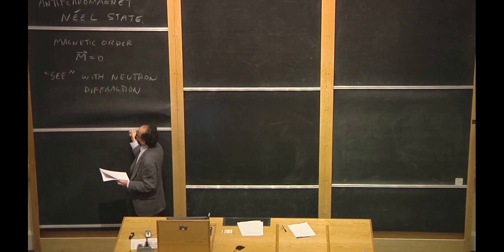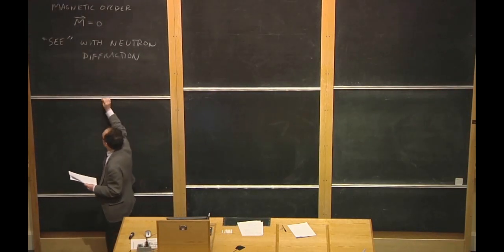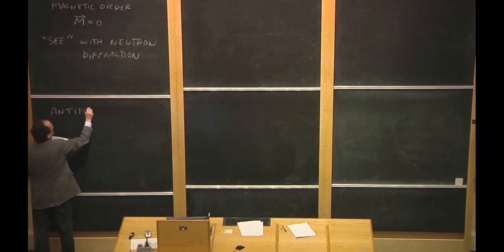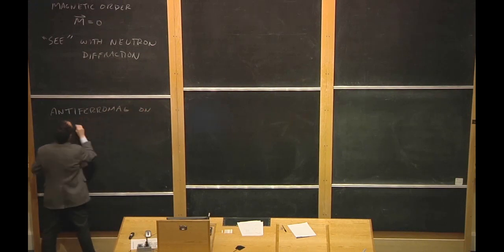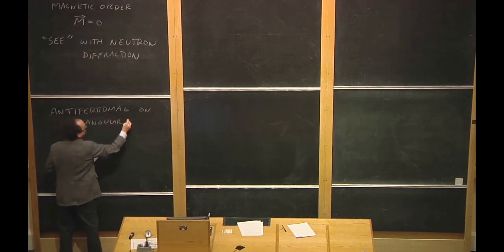All right. So one more comment about this case of antiferromagnetism is that you can have antiferromagnetic coupling on a triangular lattice, and then you'll get something really strange. Triangular lattice.